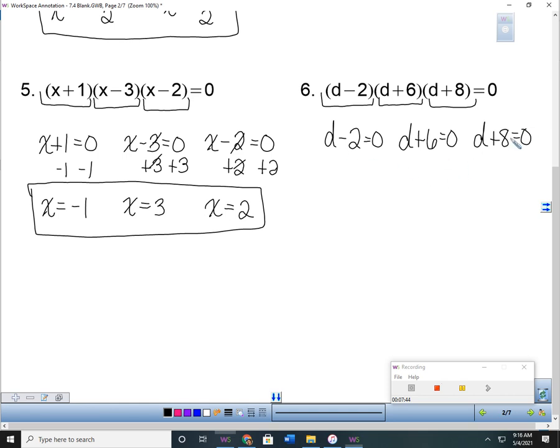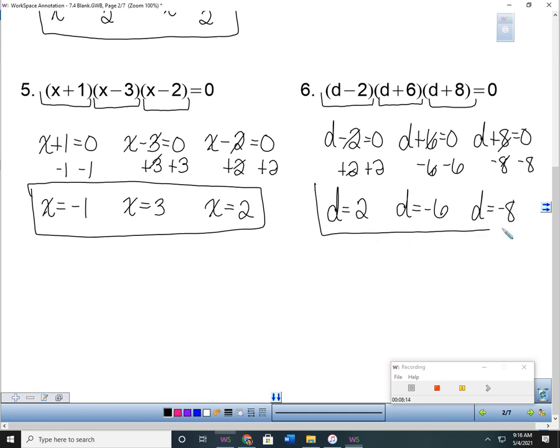And then you're just going to go through and solve for d. So I add 2, so d equals 2. I subtract 6, so d equals negative 6. And I subtract 8, so d equals negative 8. So this equation has three solutions. If I plug any of those three numbers in, I end up getting 0.